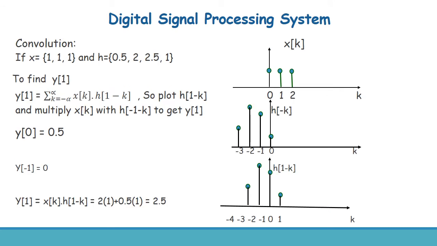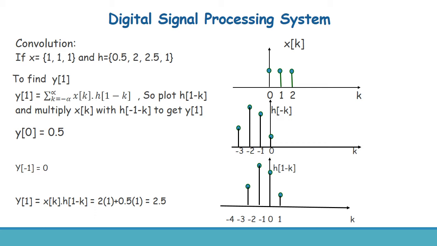becomes x of k into h of 1 minus k. Instead of n, I have substituted 1. I get now y of 1. So I already have x of k. I have to plot h of 1 minus k. This is a positive shift, so the entire plot shifts towards the right by one place.